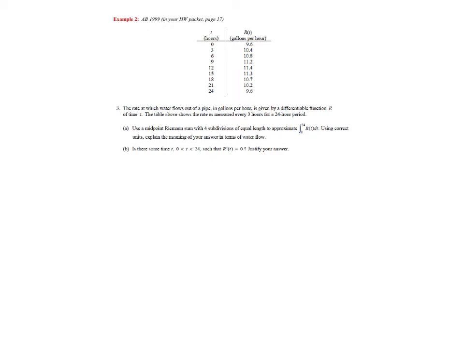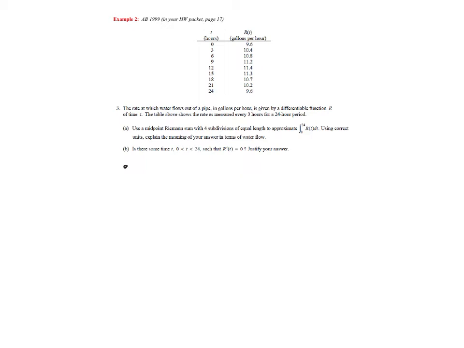All right, 1999, page 17 in your homework packet. We're given a table of values. The rate at which water flows out of a pipe in gallons per hour is given by a differentiable function r of time t. The table above shows the rate as measured every 3 hours for a 24-hour period. Use a midpoint Riemann sum with 4 subdivisions of equal length to approximate the integral from 0 to 24 of r of t dt. Using correct units, explain the meaning of your answer in terms of water flow.